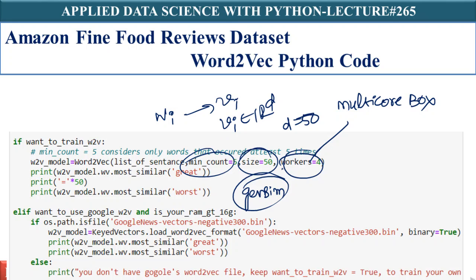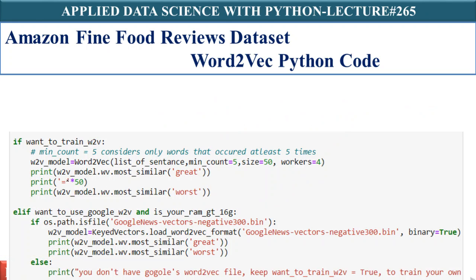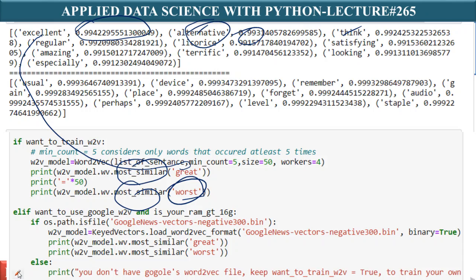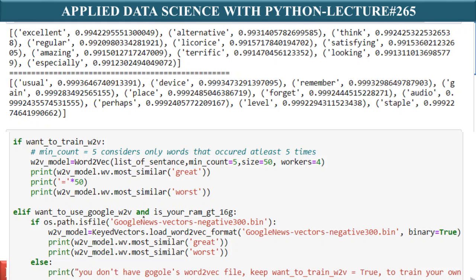This is the Word2vec model, a custom-built model. Just go through the documentation so that you can understand what's happening and grasp the real essence. If you execute, what output will you get? Most similar, which I already discussed. Which one is most similar for great? Excellent, alternative. The similarity is 0.99, alternative 0.9931. For worst, I am finding the most similar words.